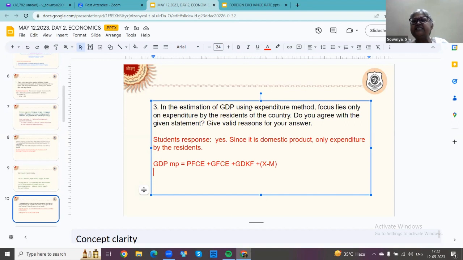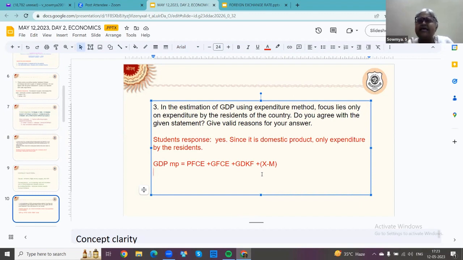So now come back to the question. Does the focus lie only on the expenditure by residents of the country? No, focus lies on the household's expenditure, the firm's expenditure, the government's expenditure on the domestically grown products, plus the expenditure undertaken by the foreigners on domestically grown products, which is X, right? So that is exactly what they are supposed to write. So in that process, they will have to again touch the basics. Those are the tips that I'm asking you to give to the children.